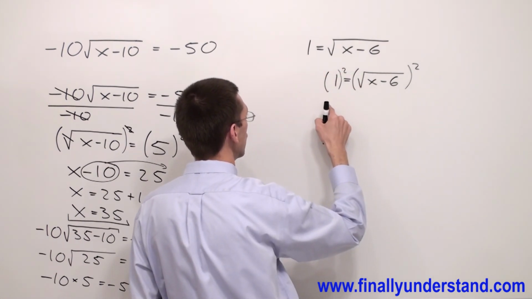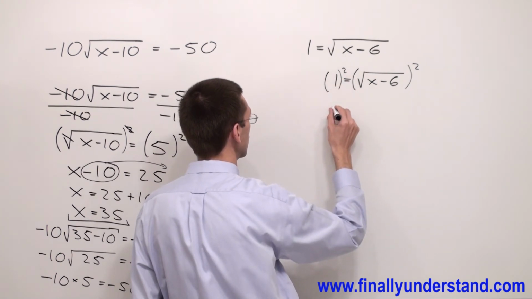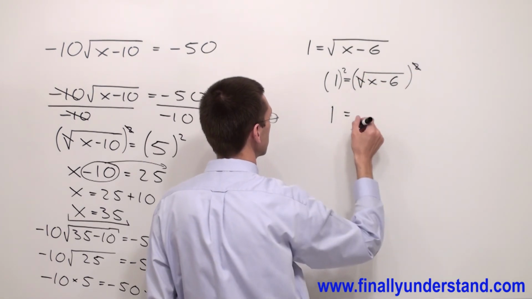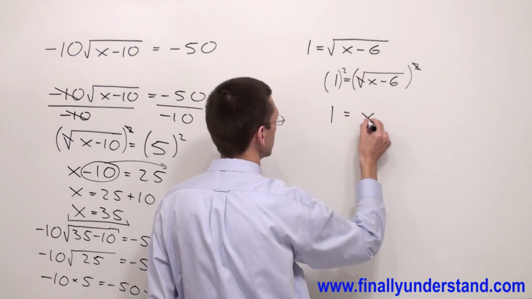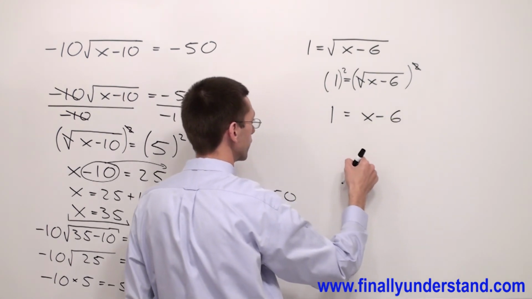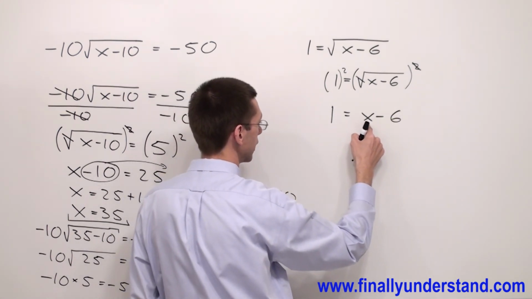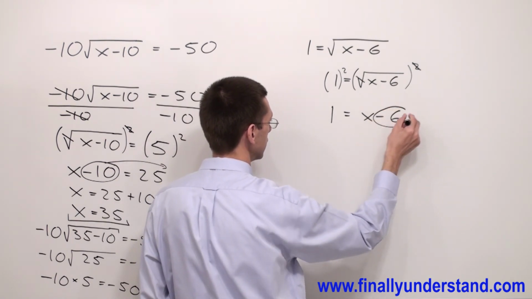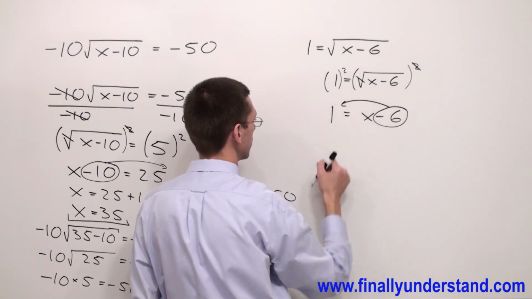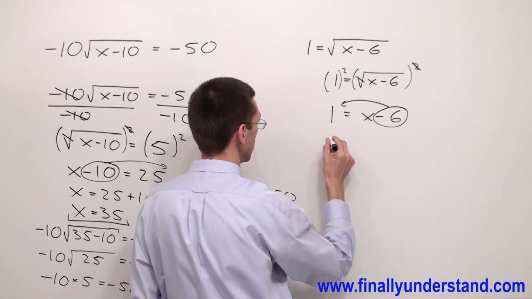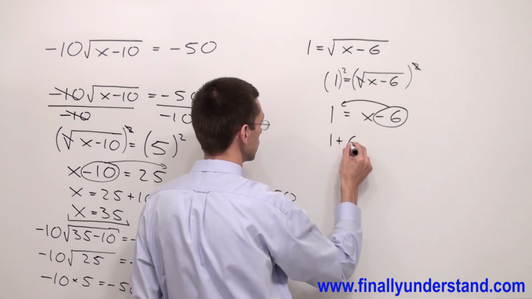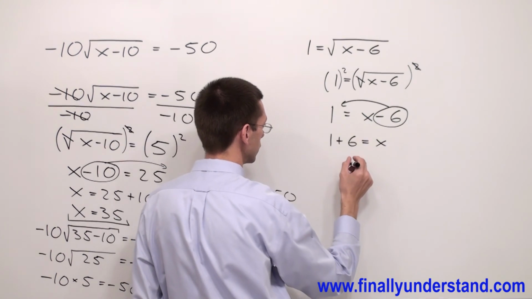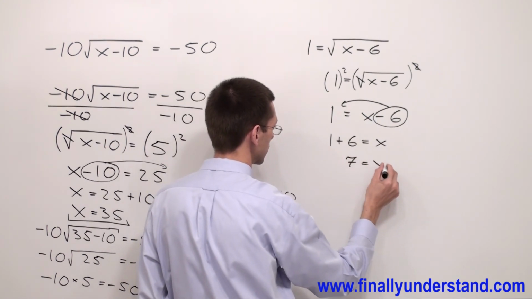So I have 1 to the second power, which is equal to 1. And this exponent will eliminate my radical sign. And I have x minus 6. I'm looking for x. I do not want to see negative 6 next to x, so I'm going to take it and move it to the other side of my equation. I have 1 plus 6 equals x. 1 plus 6 is equal to 7, so 7 equals x.